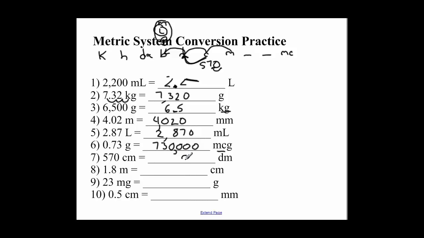So our answer would be 57. It would not be 57.0 because we do not include the trailing 0. So our answer is 57 decimeters. And you could do that the other way as well.